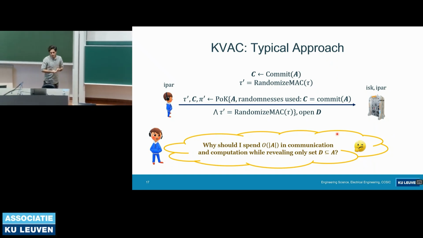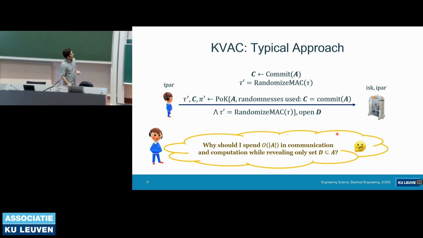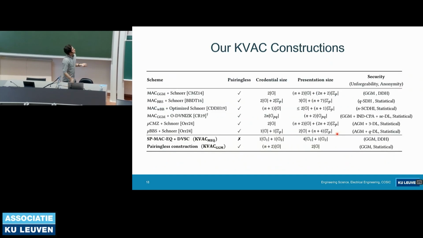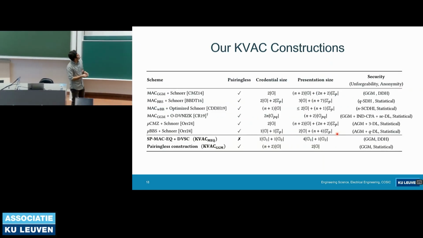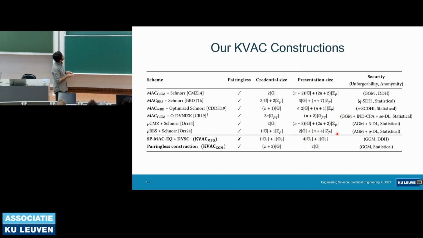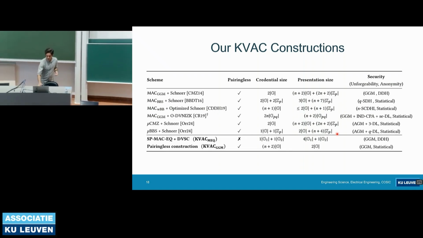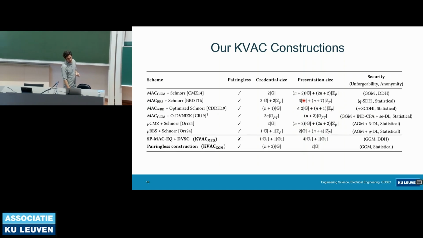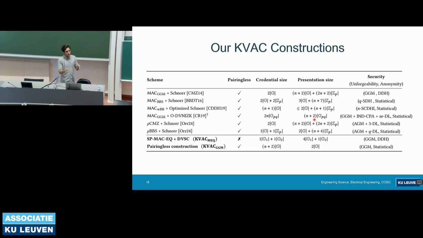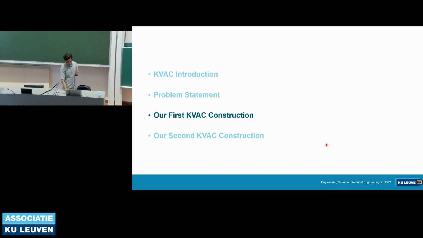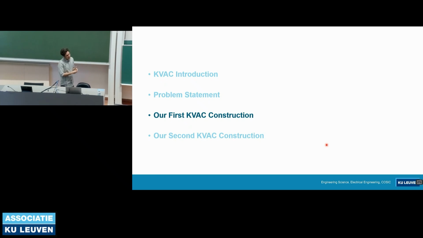So this is the problem that we wanted to solve in our new KVACs. This is a table of comparison between our constructions and other KVACs. In this column, we have the presentation size. As you can see, all of the previous work have linear dependency on the size of the whole attribute set. But for us, it's constant size for both constructions that we proposed. One is pairingless and the other one is pairing-based. So let's go to our first KVAC construction.